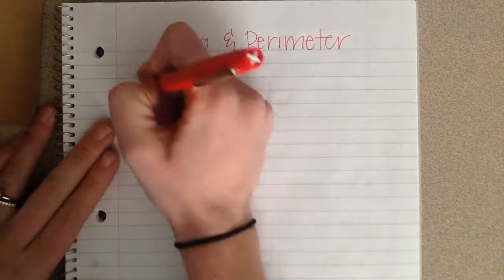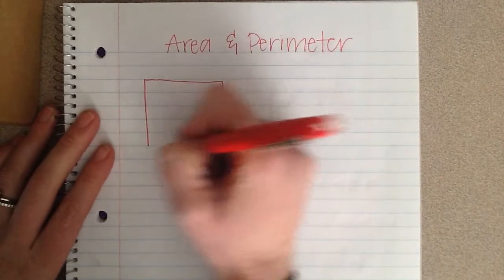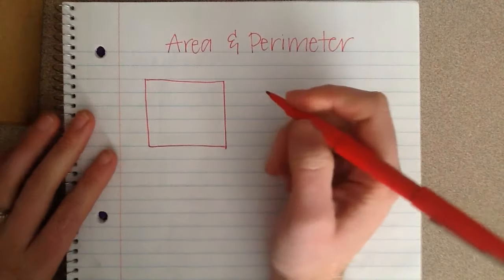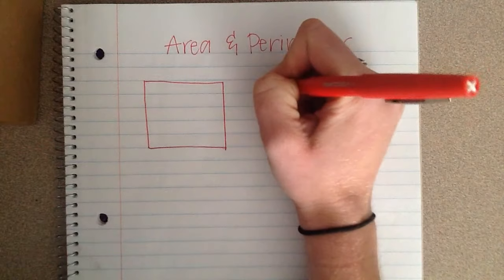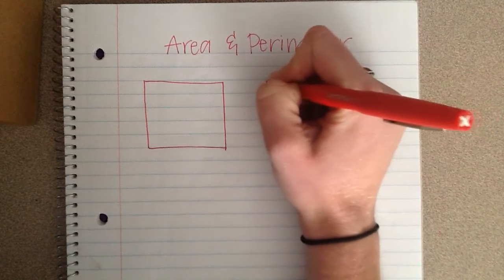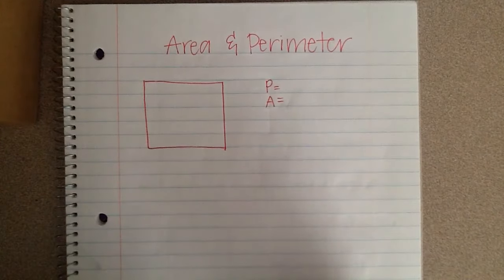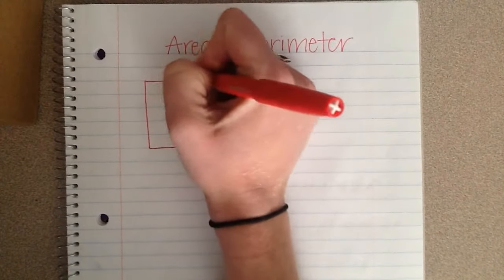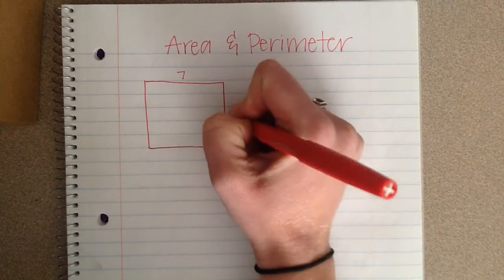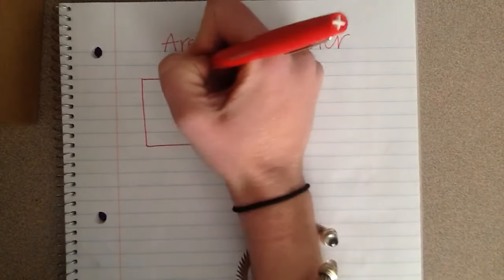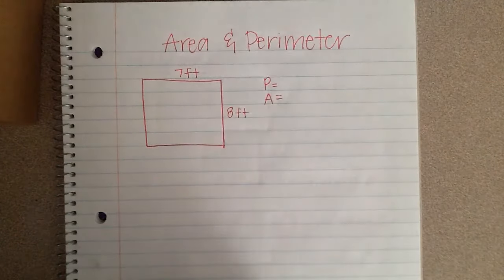So, just making the shapes up, or the numbers, sorry, as I go. Say, for example, we were looking for the perimeter and the area. And say this was 7 and this was 8. Okay? And we'll say feet. And we'll say it's a garden.